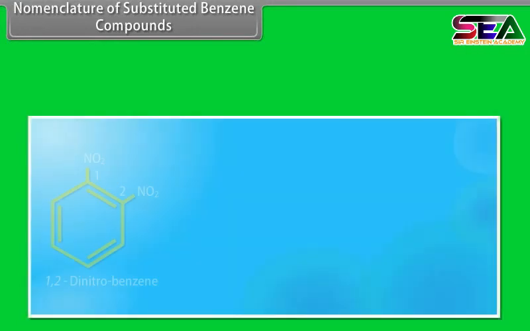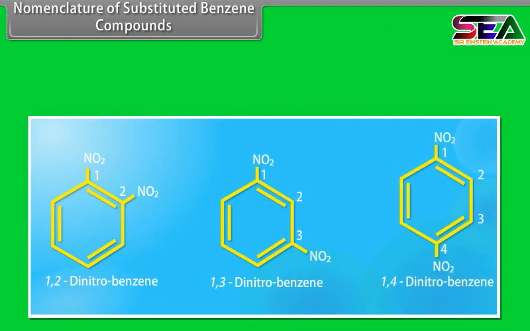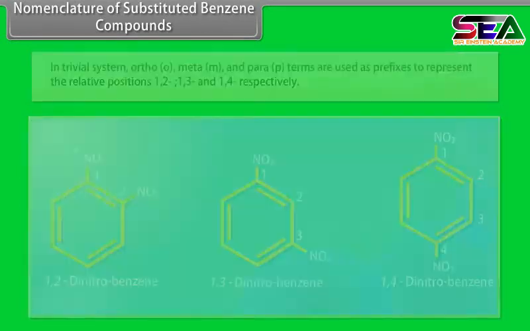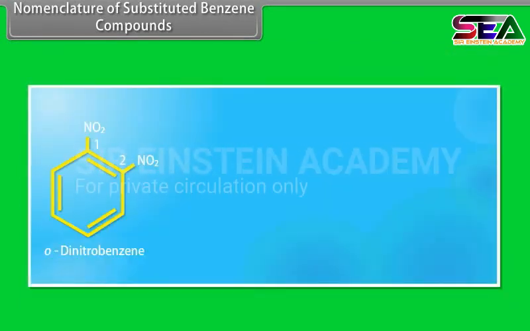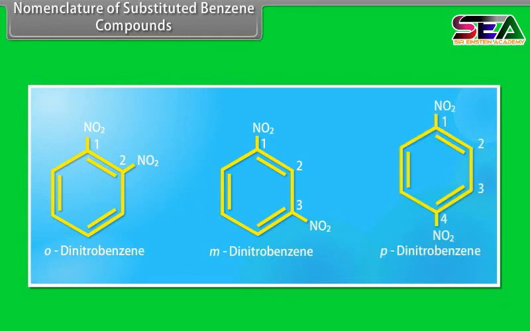For example, 1,2-dinitrobenzene, 1,3-dinitrobenzene, 1,4-dinitrobenzene. In trivial system, ortho (o), meta (m), and para (p) terms are used as prefixes to represent the relative positions 1,2, 1,3, and 1,4 respectively. For example, ortho-dinitrobenzene, meta-dinitrobenzene, para-dinitrobenzene.